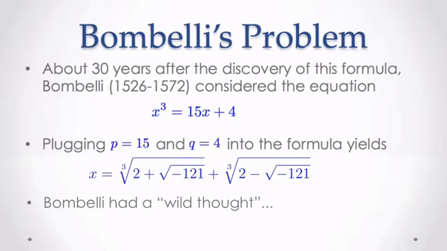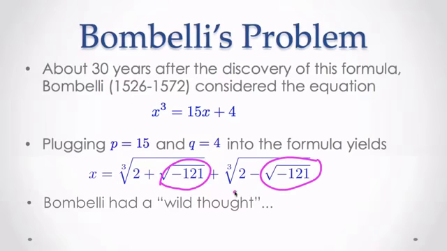So p is equal to 15 and q is equal to 4 in the formula we just looked at. And so now if you plug it all into that formula, you find yourself with x equals the cube root of 2 plus the square root of minus 121, plus the cube root of 2 minus the square root of minus 121. And that's a problem, because you can't take a square root of a negative number, so this does not give you a solution. However, we know any cubic and a linear function must intersect, so there must be a solution, but you can't find it using this formula.